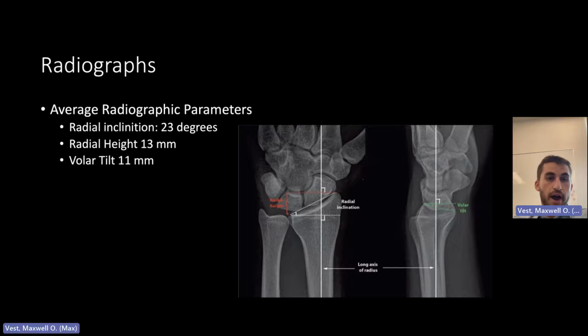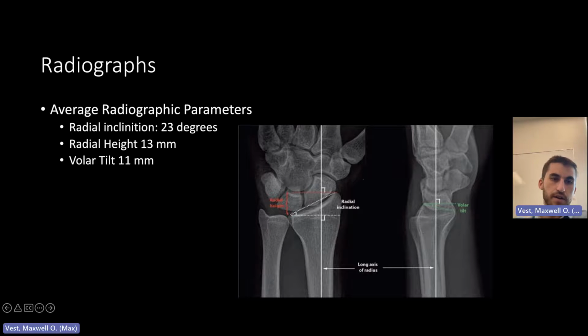A couple important radiographs you want to look at and take into account when you're treating these fractures. There are some average radiographic parameters you want to think about, and the first is their radial inclination, which is essentially the slope of the radius, which is about 23 degrees. The radial height, measured from the rim of the intermediate column or the lunate fossa to the tip of the radial styloid, is about 13 millimeters from here to here.